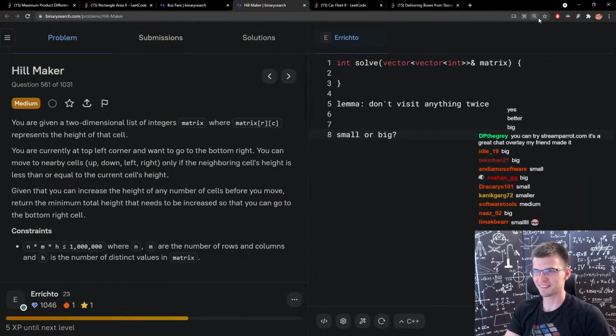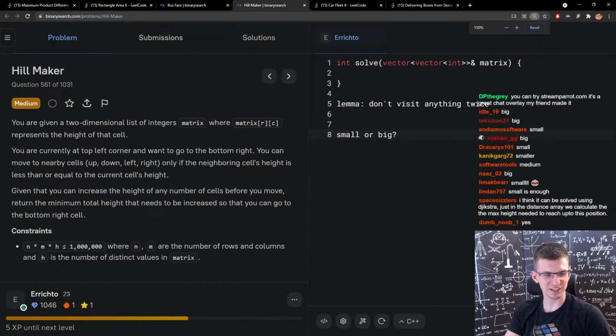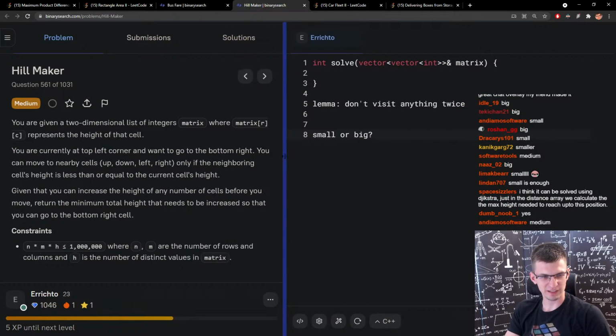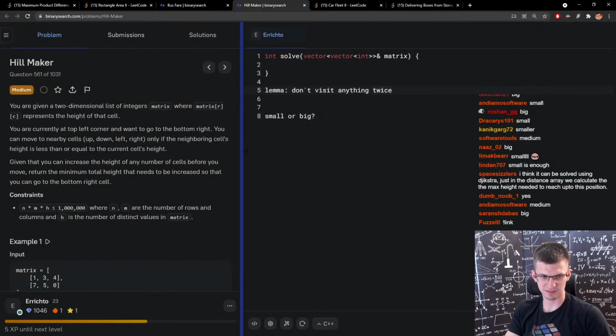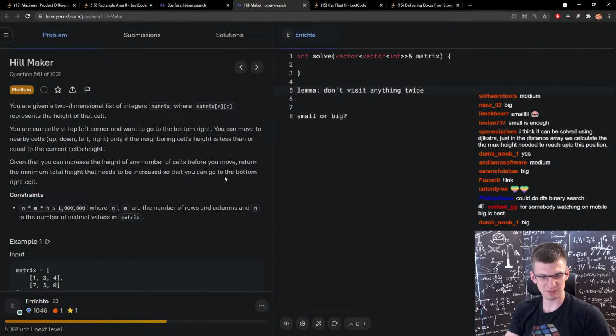Medium. I don't see how to put custom value here. Medium. I guess we get half-half kind of. Yeah, so 125% should be enough. There are more votes for big, but it's not huge majority. Maybe now it is.